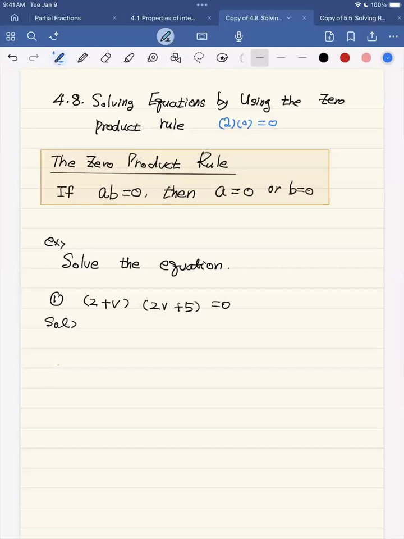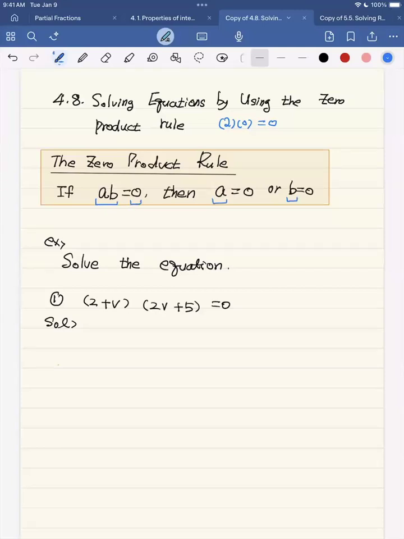So when we multiply two numbers and the result is zero, then we can safely assume that either A or B or both are zero. That's the zero product rule. That's very useful when we solve equations.